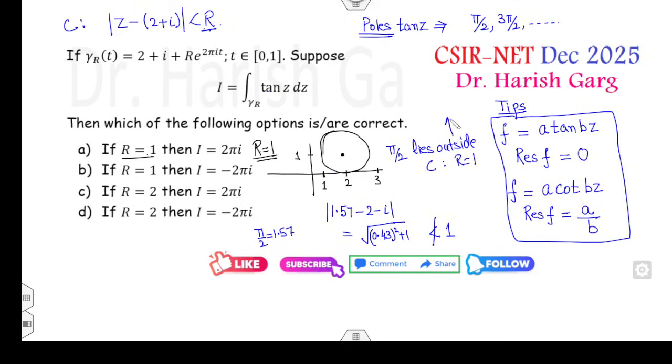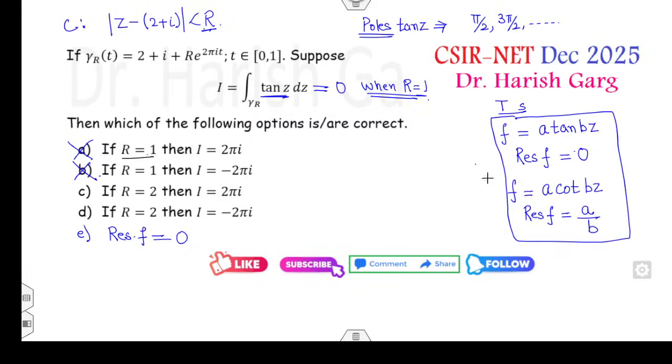Once it lies outside, the function is analytic. Once the function is analytic, the value of I is 0 whenever r is equal to 1. So options A and B are both cancelled. If they ask what is the residue of f, f is tan, then the answer is 0. Fine.